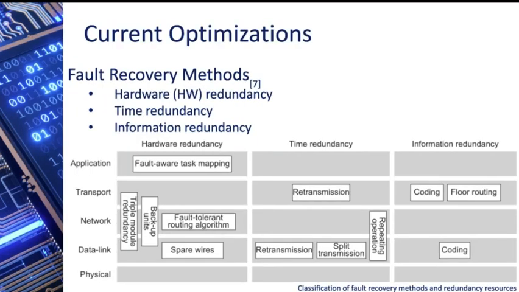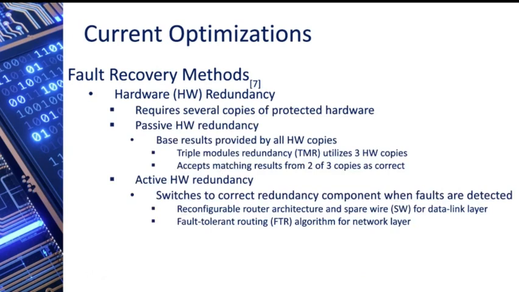But now there are fault recovery methods that we're going to discuss, which include hardware redundancy, time redundancy, and information redundancy. Hardware redundancy requires several copies of protected hardware. And there are two categories of hardware redundancy. First off, being passive redundancy, which bases its results on those provided by all hardware copies. One example would be triple module redundancy that utilizes three hardware copies and accepts matching results from two of three copies as the correct result.